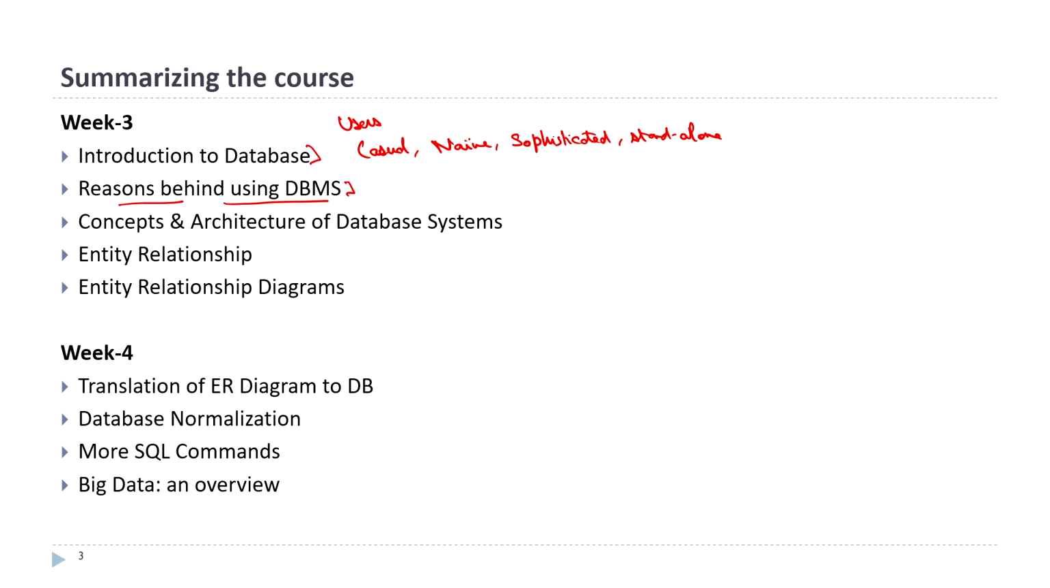Then the concepts and architecture of database systems were given in the third lecture of week 3, where data models, the schemas, and instances were given, the different schemas like diagrammatical display, the component or an object within a schema, then database instances, these were all given. The three schema architecture was also given here.